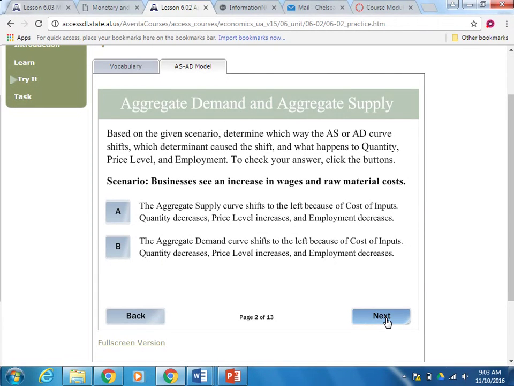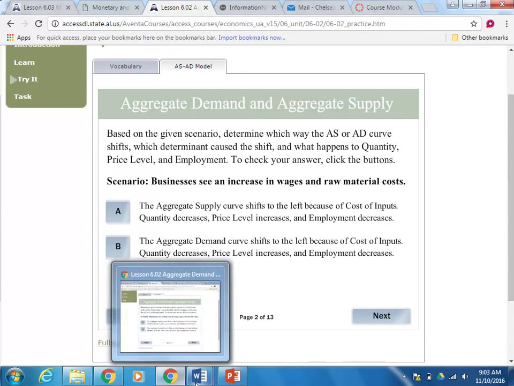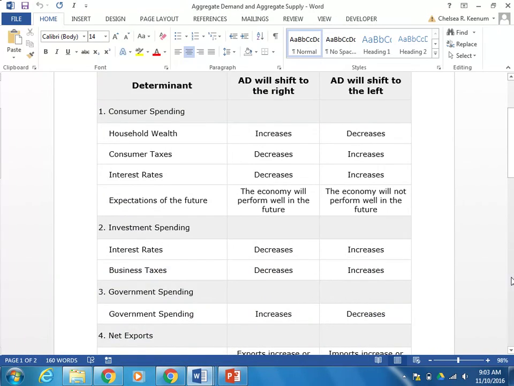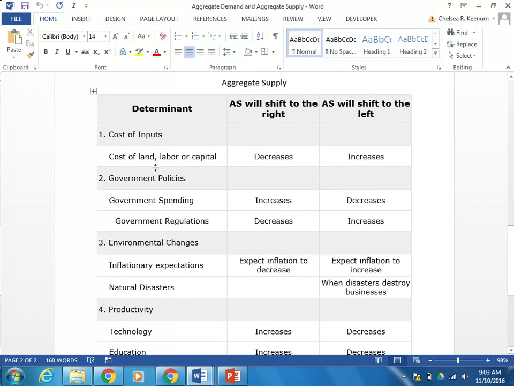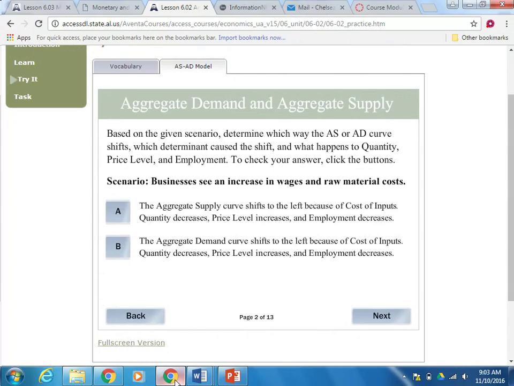Okay, businesses see an increase in wages and raw materials. Okay, this doesn't have to do with demand, it has to do with supply because it's businesses. And this has to do with cost of inputs. Because now they're having to pay more for their employees, their labor. They have to pay more for the resources they're using. So the cost of that increases. So the supply curve is going to shift to the left.